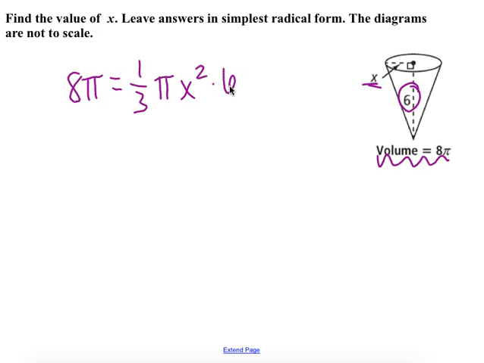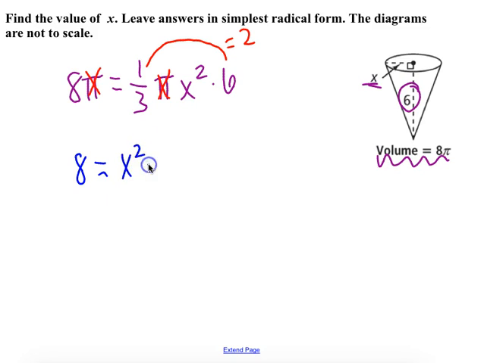Now this looks kind of ugly, but actually it's not so bad at all. Since I have a pi on both sides, these just cancel. Those just go away. And now, simplifying this right-hand side, 1/3 of 6, well, 6 divided by 3 is just simply 2. So let's rewrite this to clean it up here. Still have 8 over here.